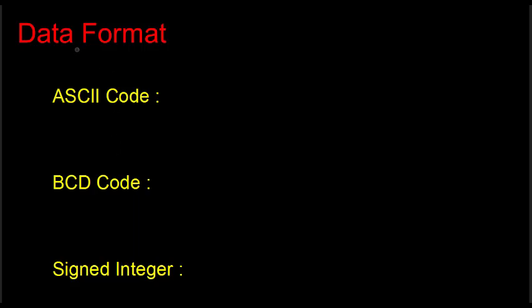We will be starting with the various data formats. In case of 8085, it requires binary data, but it is difficult for us to give the data in binary format. So we can represent the data in various codes. The binary data can be represented in various formats. The first is the ASCII format, American Standard Code for Information Interchange.